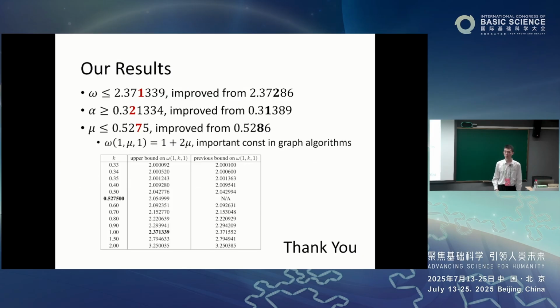Other questions? So how many lines is your code overall? Overall, I think it's 4,000. 4,000. Oh, okay.